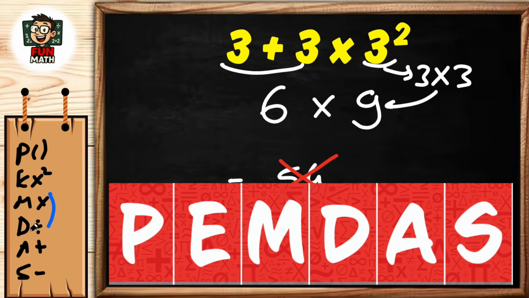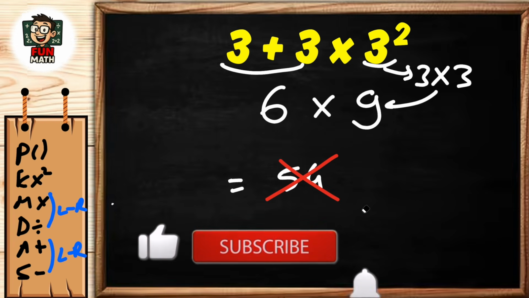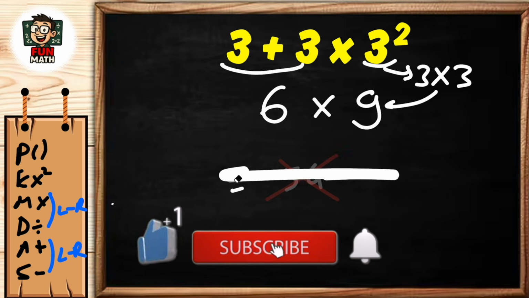We have one more feature here. There is no order between multiplication and division. Operations are performed from left to right. Similarly, there is no order between addition and subtraction. Operations are performed from left to right. Now, let's apply this rule to our equation.